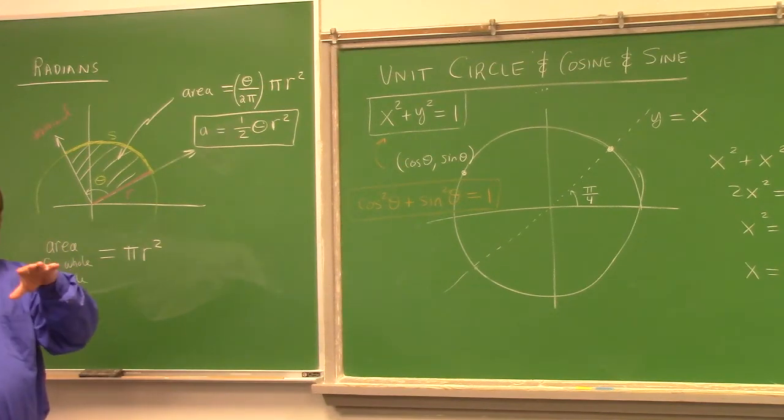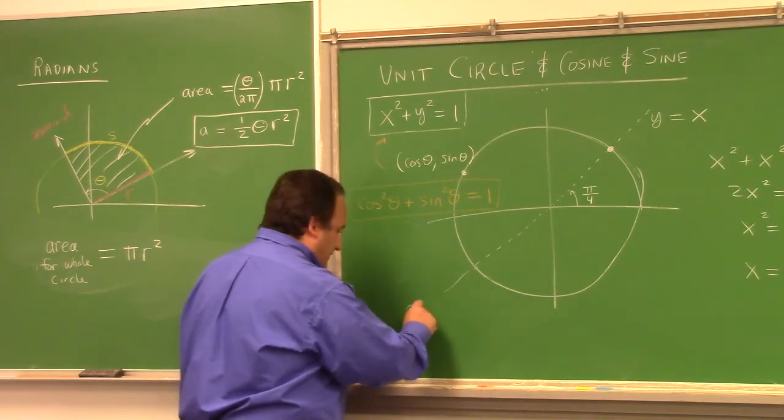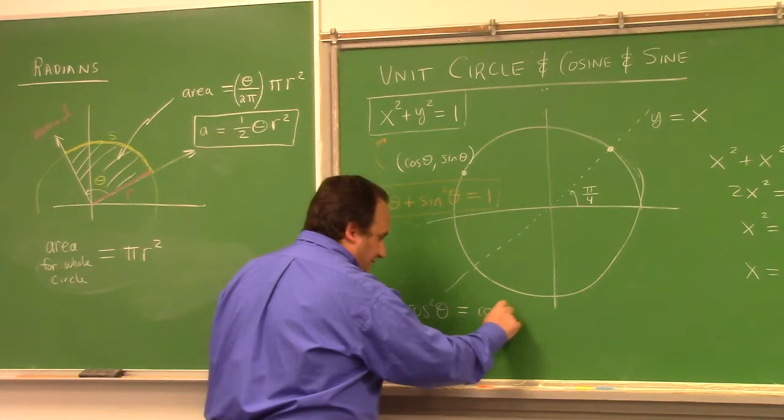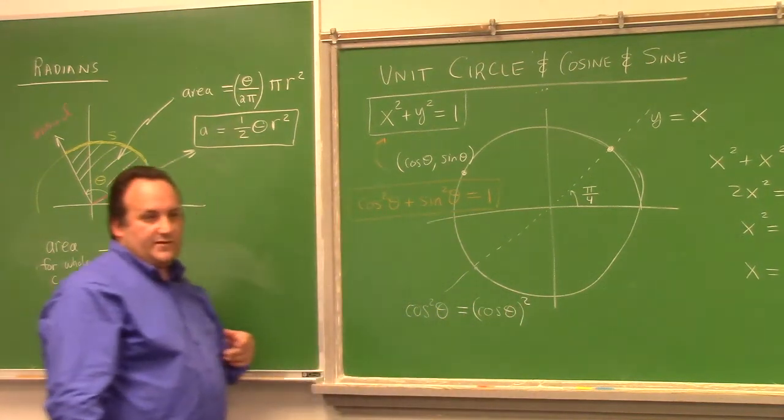Do you guys know what I mean? There's a notation I'm using. This is used throughout calculus. When I write cosine squared theta, this is a shorthand for cosine of theta quantity squared, okay? That's what that notation means here.